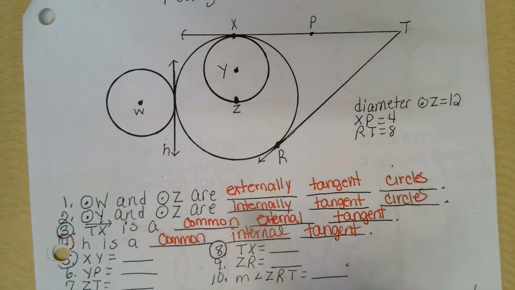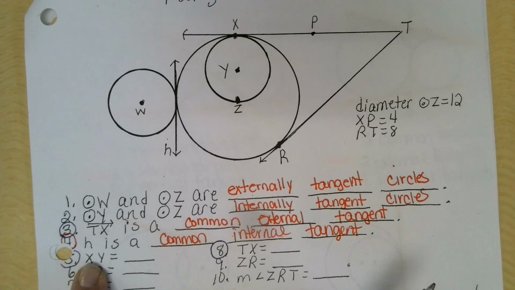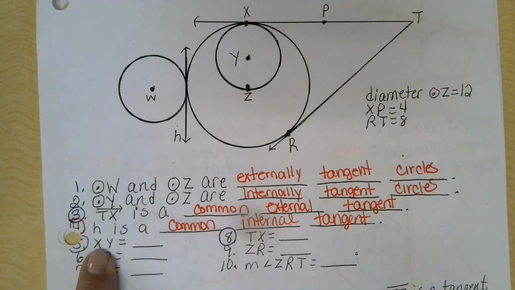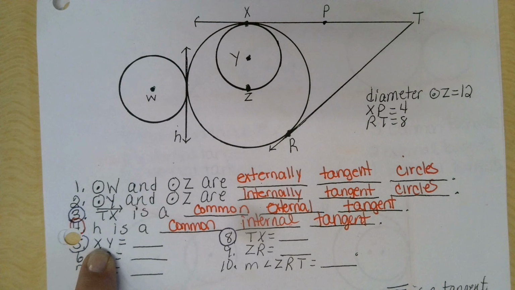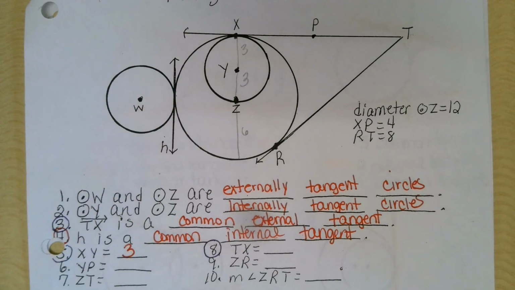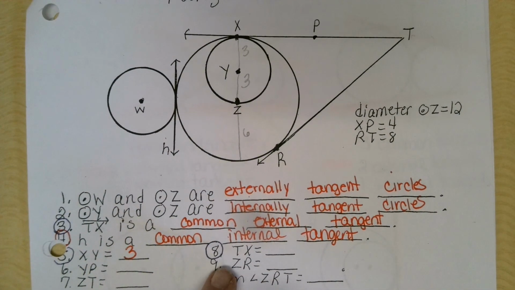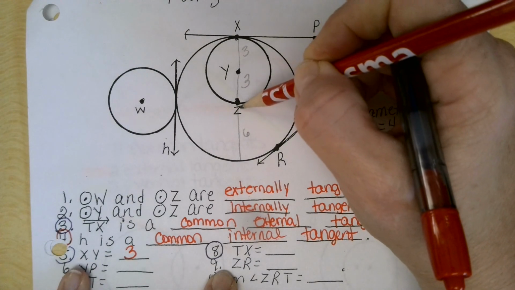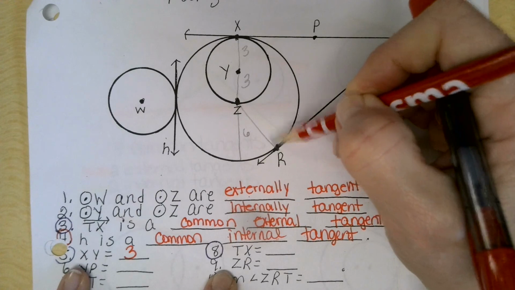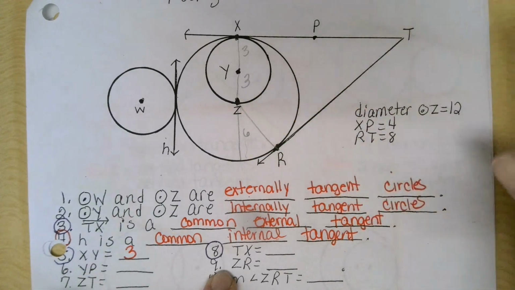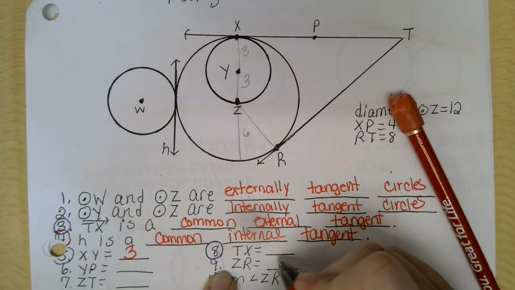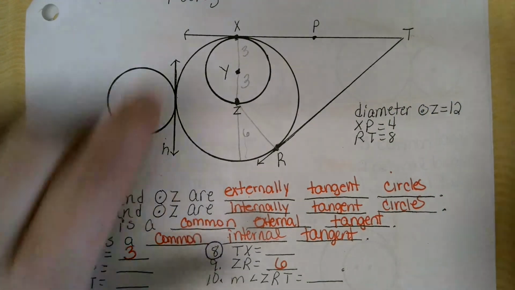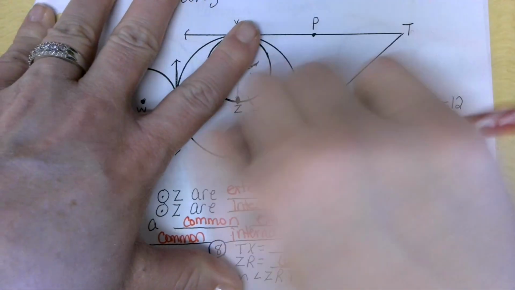Okay, so what do you think the length of XY is going to be? Go ahead and give me that answer. All right, I use pencil because we've got a lot of problems, and I'm going to erase that when I don't need it anymore, but you should have put 3. So now you can answer number 9. What is this length here from Z to R? Well, because this is a radius and this is a radius, ZR is going to be 6. Okay, now let's do some calculations.